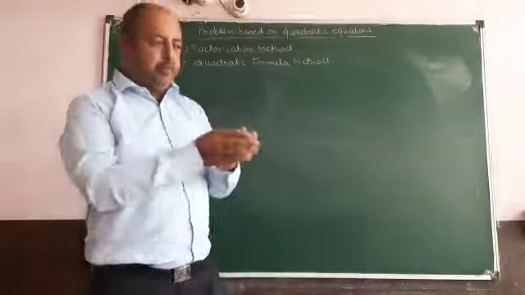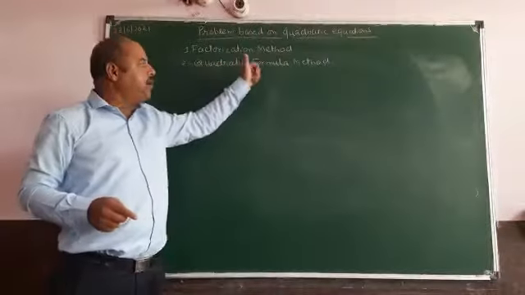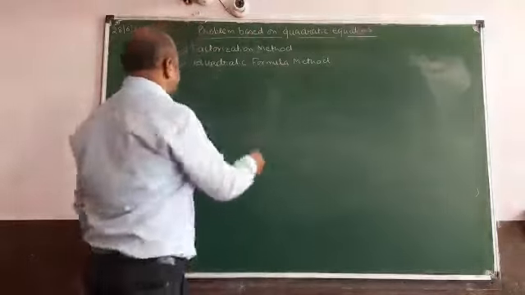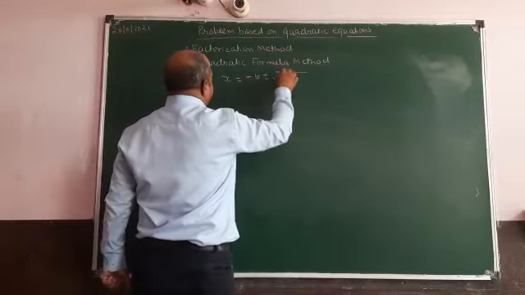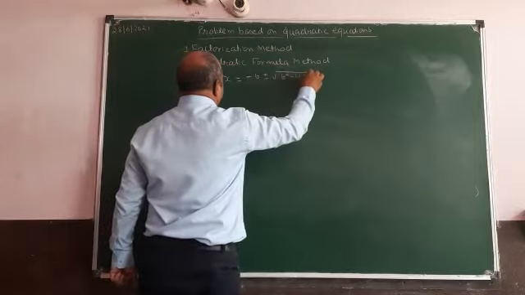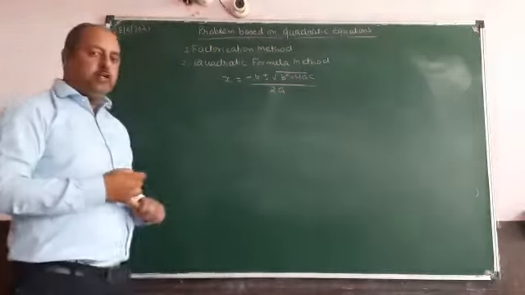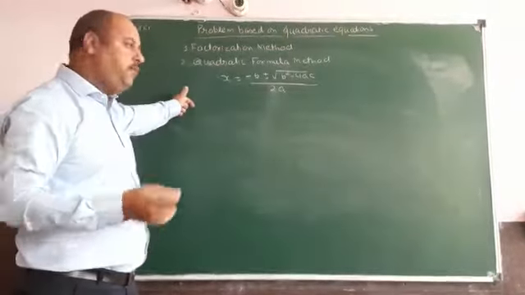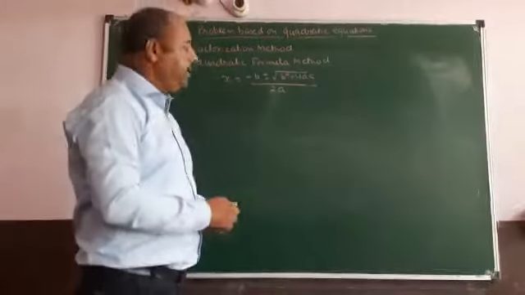value and split the middle term and solve the sum. The second method was quadratic formula method, in which we use the formula x equal to minus b plus minus root b square minus 4ac upon 2a. So once we have mastered these two ways, then we can solve any quadratic equation.